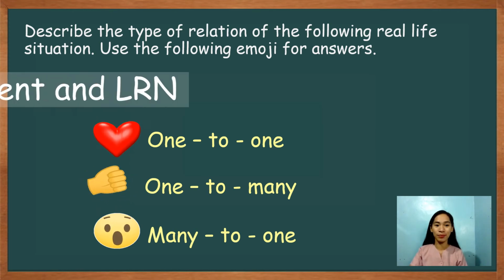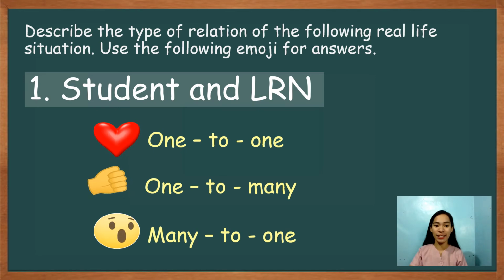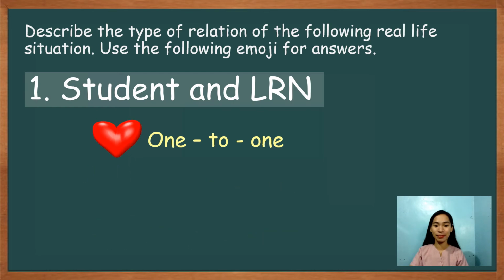Number 1. Student and LRN. Is it one-to-one, one-to-many, or many-to-one? So the answer is heart shape, one-to-one. Did you get it? Very good.